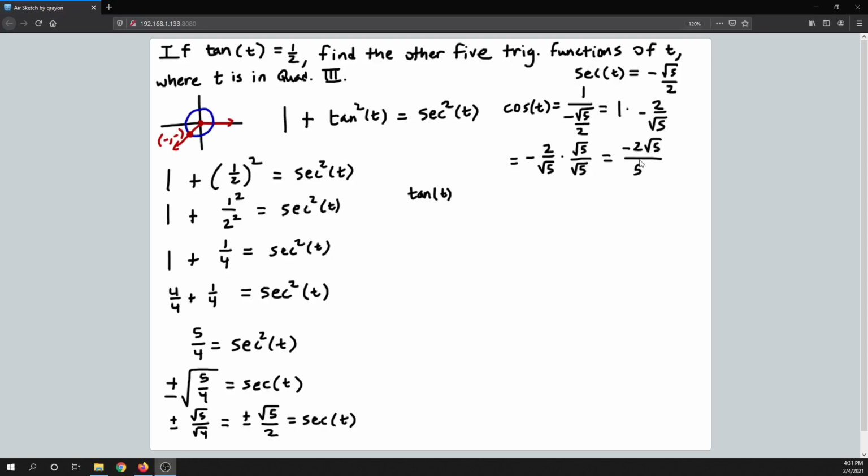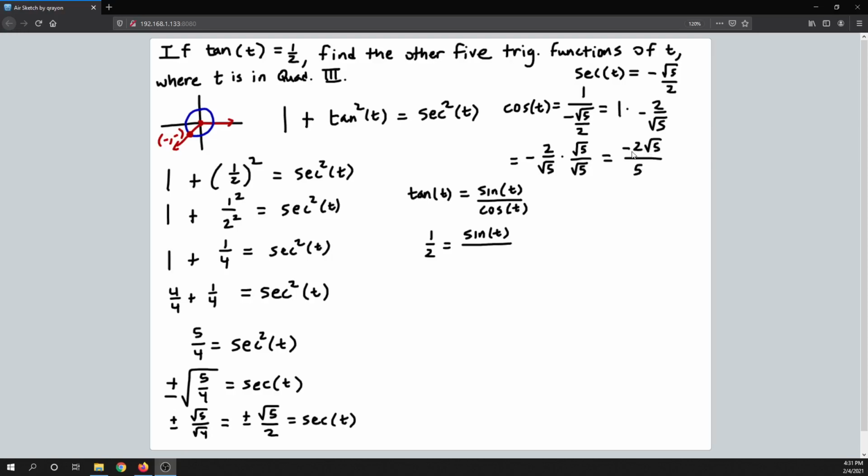And so I know that the tangent is equal to sine over cosine. So I know the tangent, I know the cosine, right? And so therefore I can just solve this out. I know the tangent is 1/2, right? So I could put 1/2 over here. Sine, I don't know. That's what I'm trying to figure out. And the cosine is minus 2 square root 5 over 5. All right. So you can use this, right?